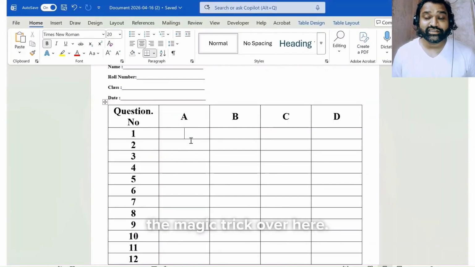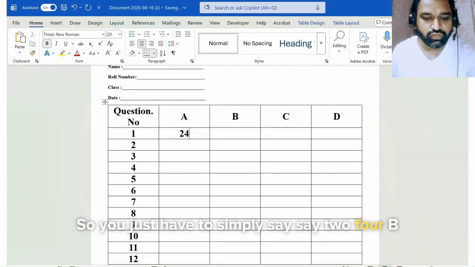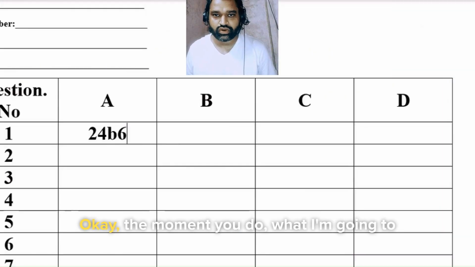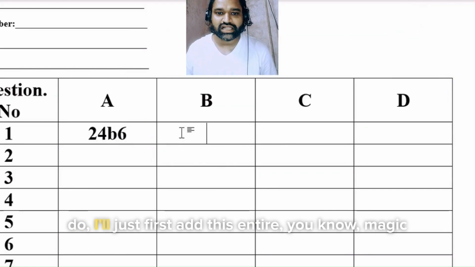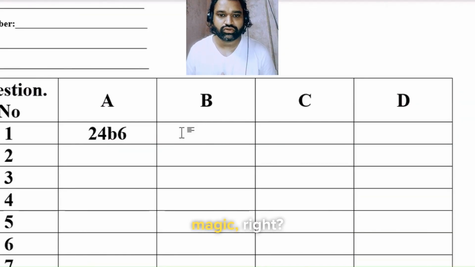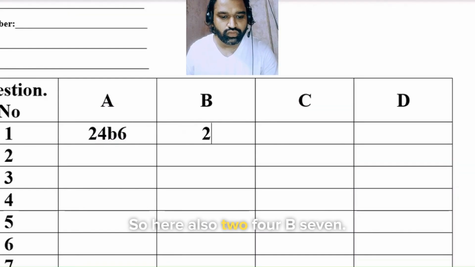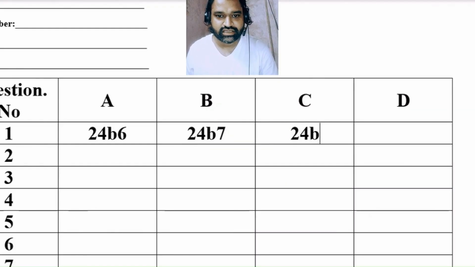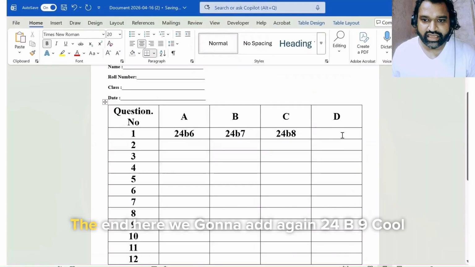Now the best part, the magic trick, it begins from here. So you just have to simply say 2 4 B6. The moment you do, I'll first add this entire magic key over here, and then at the end I'll press one simple key, then you can see the magic. So here also 2 4 B7. Okay, and then 2 4 B8. At the end here we're going to add again 2 4 B9.